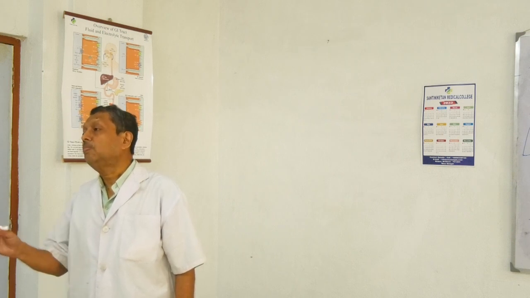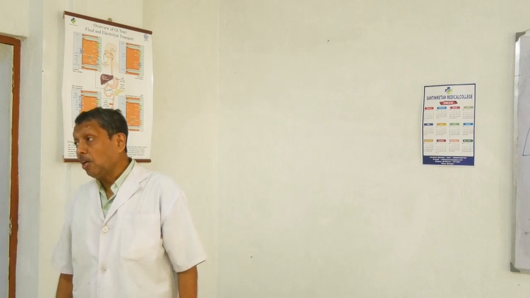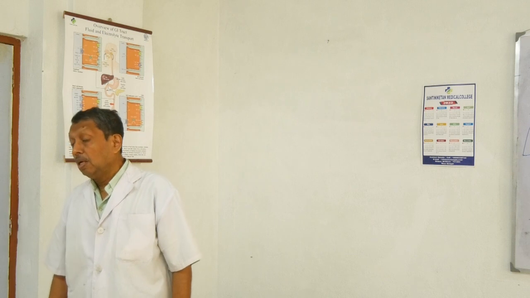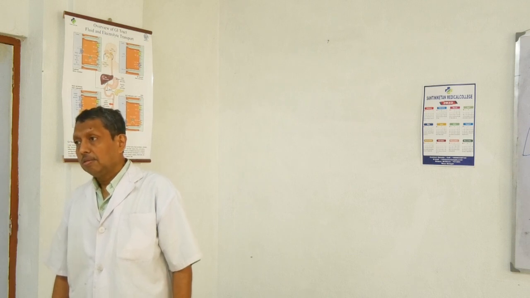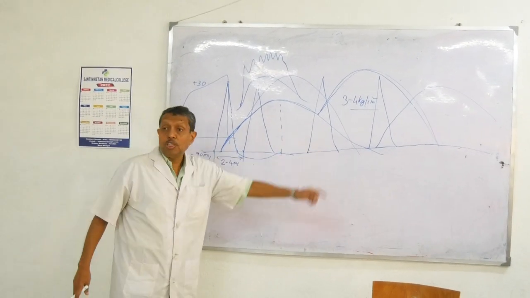One of the mechanisms, the initial mechanism, is the recruitment of more and more motor units. And then there is summation of it, or they are going on simultaneously. And this frequency of the stimuli depends upon the twitch duration.